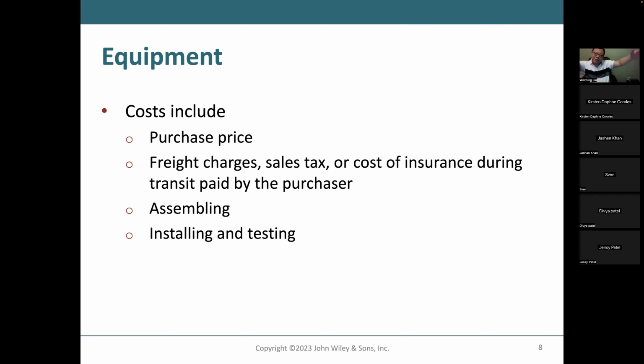Once you have the pieces delivered at your location, it does not generate revenue like that. You have to assemble all the pieces together, and then you have to test it to make sure the equipment is set up correctly, is running smoothly, and gives you the desired outcome, right?